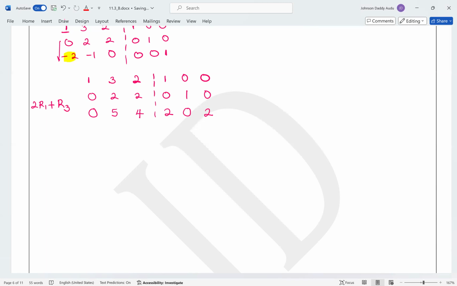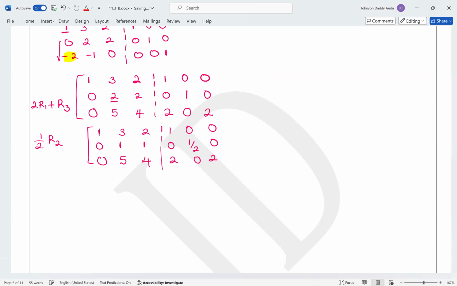All right. So the next is this one has to go to 1. And we can do that by saying half R2. We do have R2. We will have 1, 3, 2, 1, 0, 0. And this is 0, 1, 1, 0, half, 0. And here will remain as 0, 5, 4, 2, 0, 2.